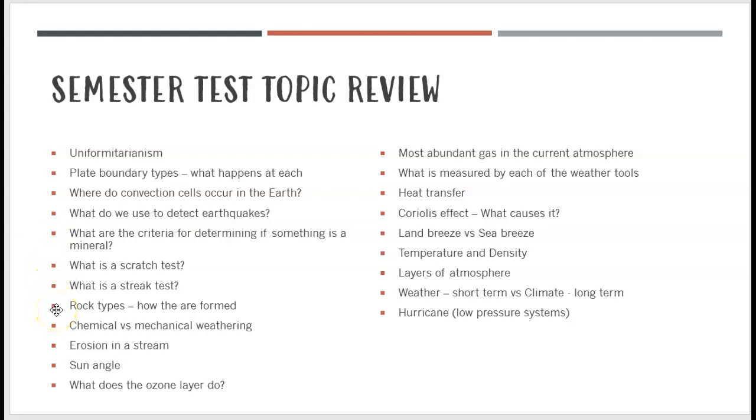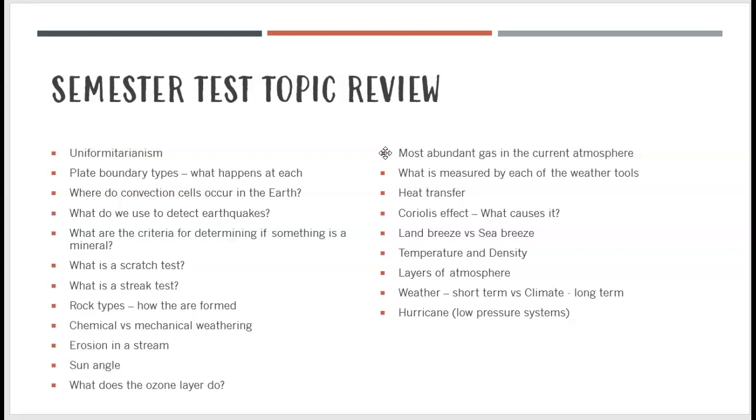For rock types, you'll need to know each of the three rock types and how they are formed. You'll need to know the difference between chemical and mechanical weathering, how erosion takes place within a stream, so how the movement of water affects the deposit and the way a stream will form. We'll talk about sun angles, what parts of the Earth receive more solar radiation than other parts. What does the ozone layer do? So why do we have it? What's the purpose and what kind of function does it play?